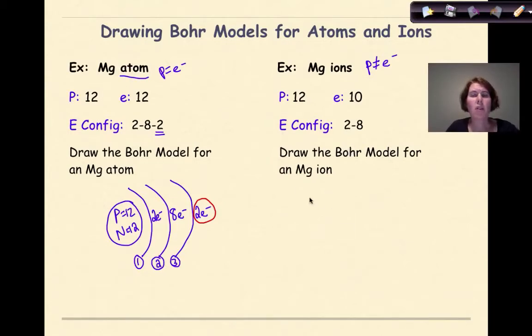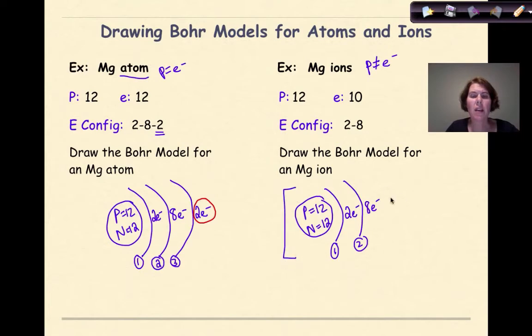If we were to draw the Bohr model for this magnesium ion, again, we'd have protons equaling 12, neutrons equaling 12, like so, and then still have 2 electrons and 8 electrons. This is my first shell, and that's my second shell, but I've lost that outermost valence shell. I'd have to represent this as having a bracket here and a bracket here, with an overall charge of +2. So the atom has its valence electrons with this metal magnesium, and my ion does not have the valence electrons.